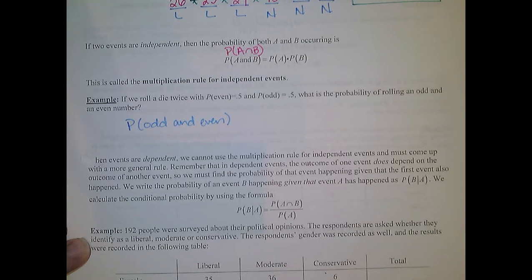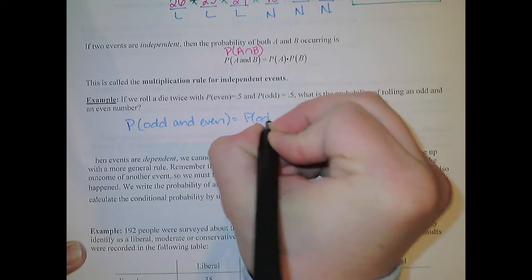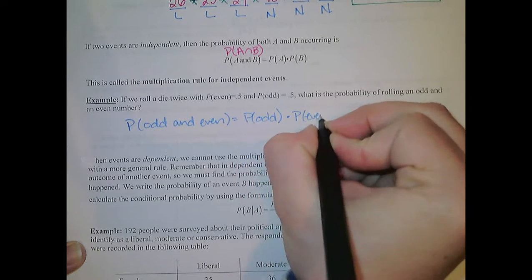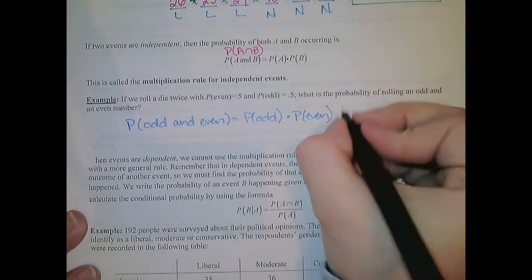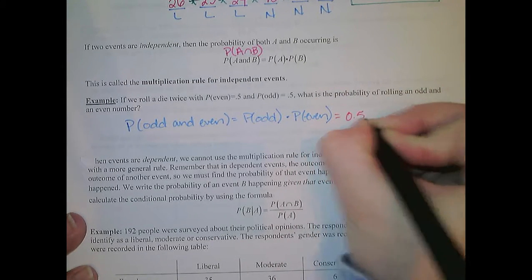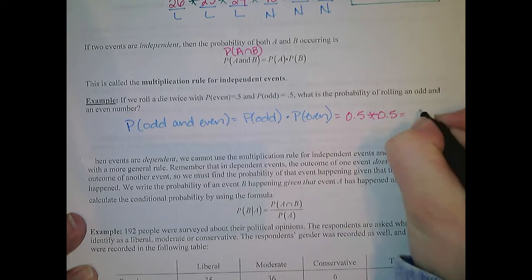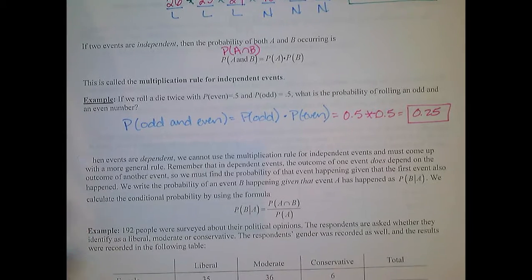So for that reason, the probability is just going to be the probability of rolling an odd times the probability of rolling an even, since each of those rolls are independent of each other. So we would have 0.5 times 0.5, which would give us a probability of 0.25 or 25%.